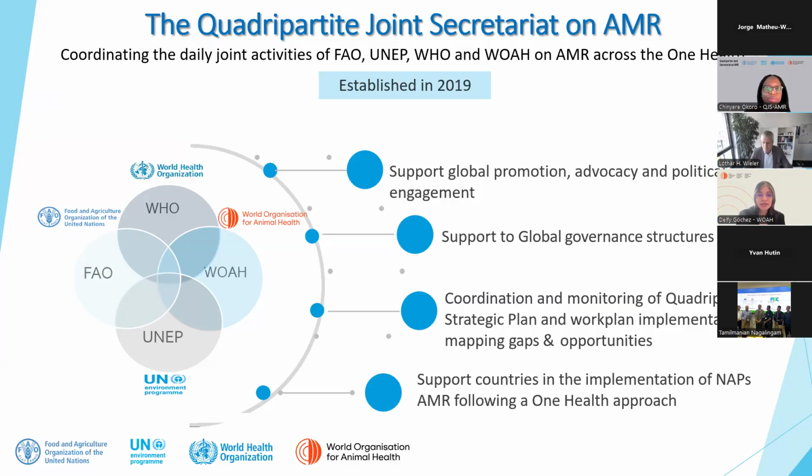There are main activities that we want to achieve with this. One is the support of global promotion, advocacy, and political engagement. Another is to support the global governance and structure, the coordination, and monitoring of the Quadripartite strategic plan and work plan implementations, and mapping gaps and opportunities. And for sure, to support countries in the implementation of national action plans on AMR following a One Health approach. This is the task that has been put to the Quadripartite, and we are trying to develop all these activities. I will briefly present the tools or the global resolutions that we have.